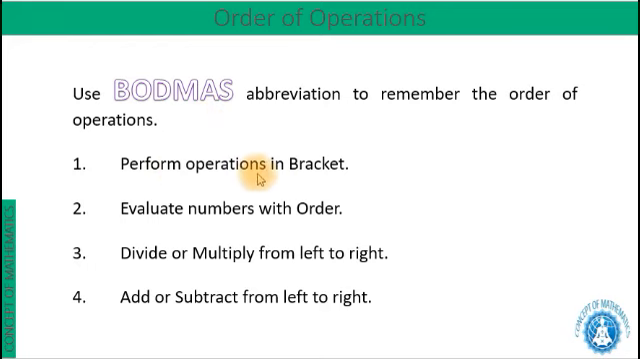First, perform operations in brackets. But wait, why do we use brackets in a numerical expression? Well, the answer is, if we intentionally want to make a part of a numerical expression prevail over all other operations, then we use different types of brackets. Okay? The second rule says evaluate numbers with order. Order is the same as exponent. Then divide or multiply from left to right, then add or subtract from left to right.